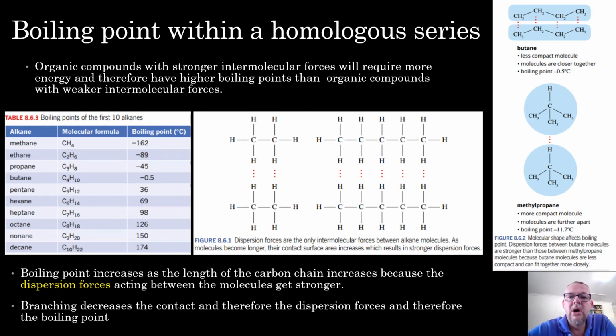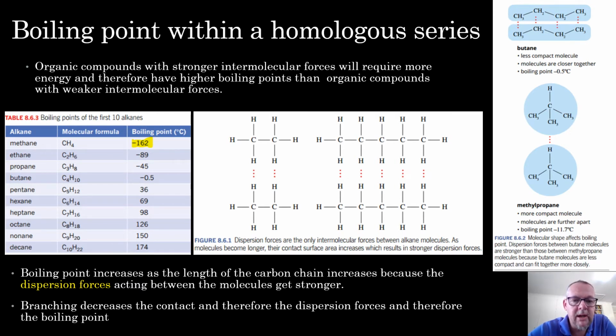If we have a look at a homologous series, we know that organic compounds with stronger intermolecular forces require more energy and therefore will have higher boiling points than organic compounds with weaker intermolecular forces. So if we have a look here at the alkanes, methane boils at negative 162 degrees Celsius. So that's explained by just the dispersion forces holding it together.